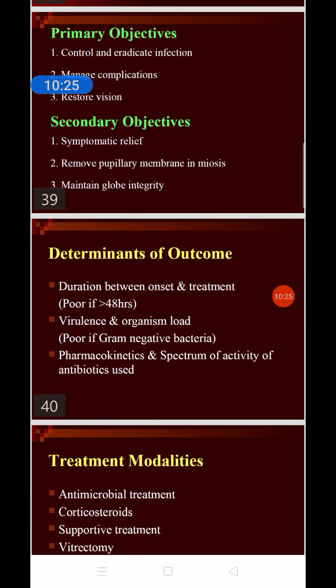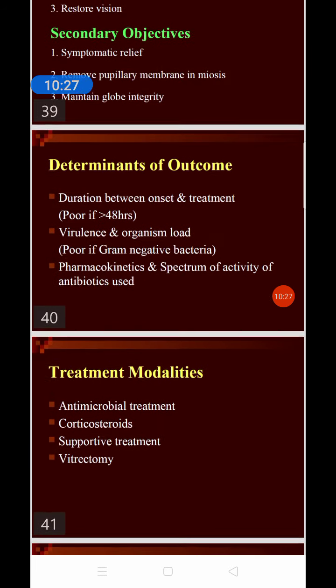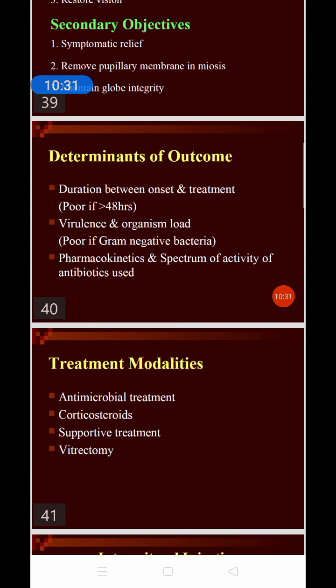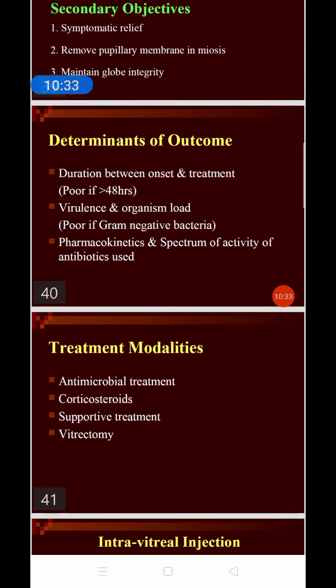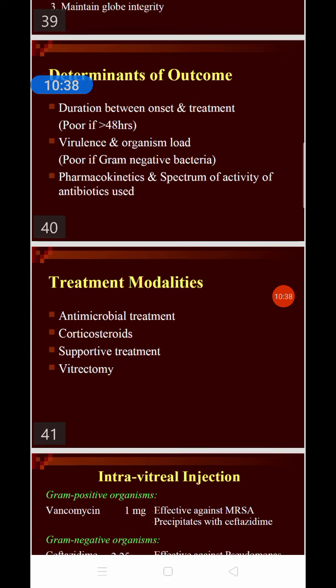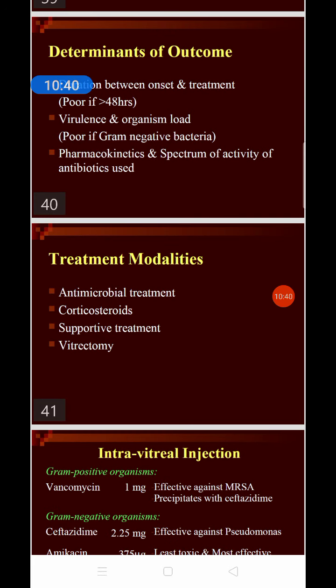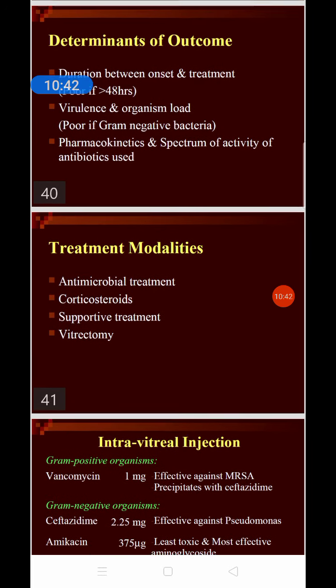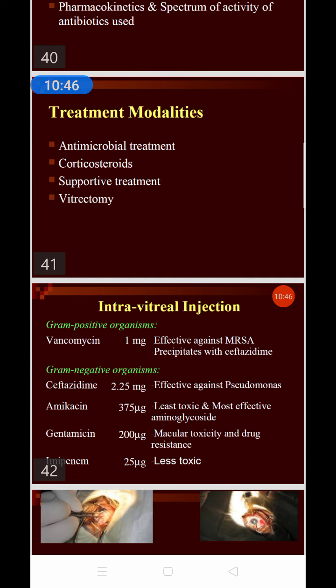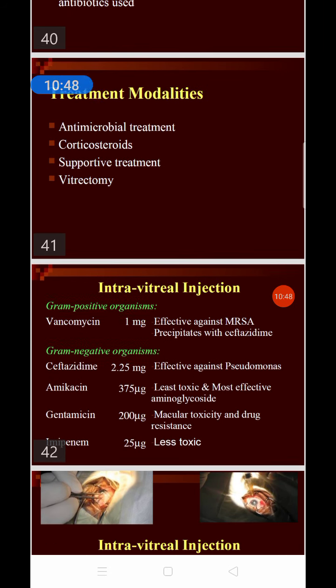So what are the determinants of the duration between the onset and treatment? If it is more than 48 hours, usually it's a poor prognosis. Virulence and organism load matter. If gram-negative bacteria, usually the prognosis is poor. Pharmacokinetics and spectrum of activity of the antibiotics used also matter. Treatment modalities: antimicrobial treatment, corticosteroids, supportive treatment, and vitrectomy.